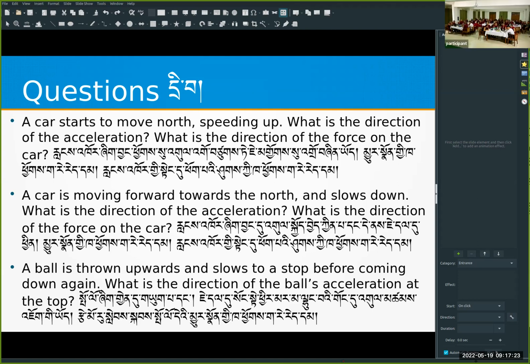There are two. Two people. Okay, all right. I guess, but let's do it anyway. How many people think that the acceleration points downwards?